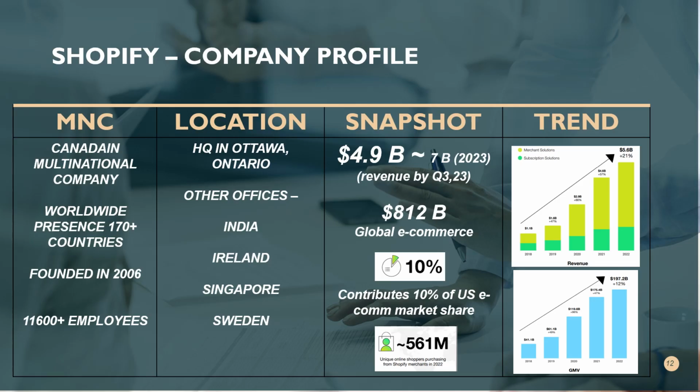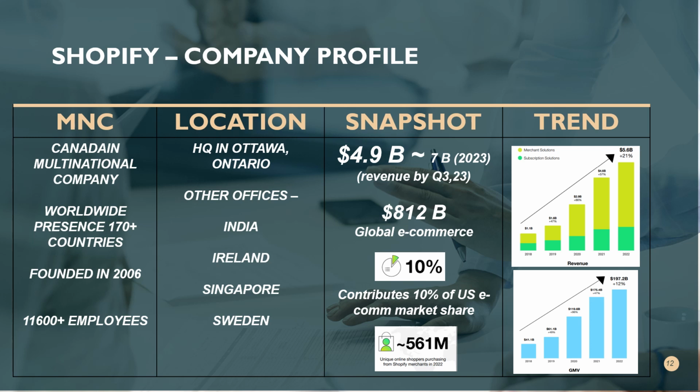Now, let's have an overview of Shopify as a company. It's a Canadian multinational company with a worldwide presence in around 170 plus countries. It was founded in 2006, and as of date, it has around 11,600 plus employees. The headquarters are located in Ottawa, Ontario. However, there are also other offices located in major countries: India, Ireland, Singapore, and Sweden.